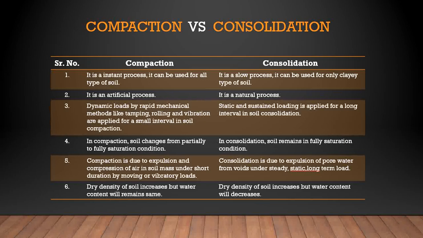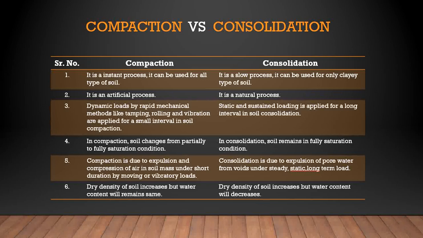The next difference is that compaction is an artificial process, whereas consolidation is a natural process. In compaction, dynamic loads by rapid mechanical methods like tamping, rolling and vibration are applied for a small interval, whereas static and sustained loading is applied for a long interval in soil consolidation. In compaction, soil changes from partially to fully saturated condition, and in consolidation, soil remains in fully saturated condition.